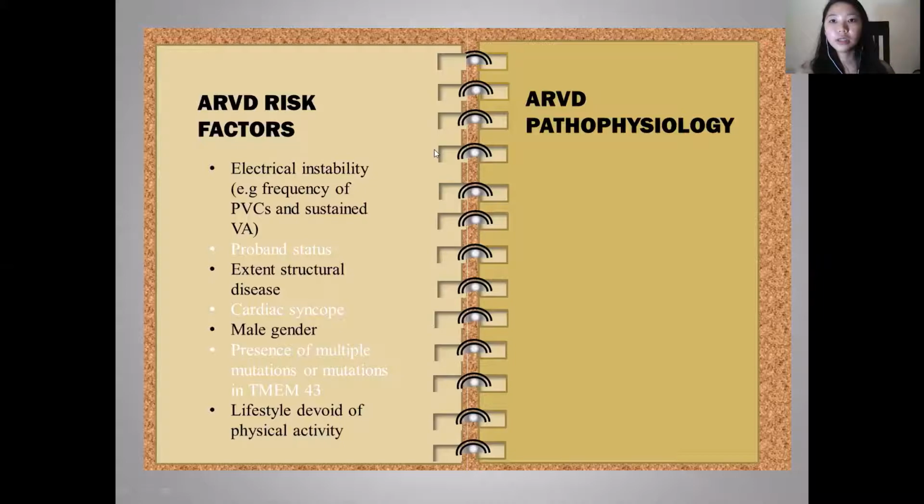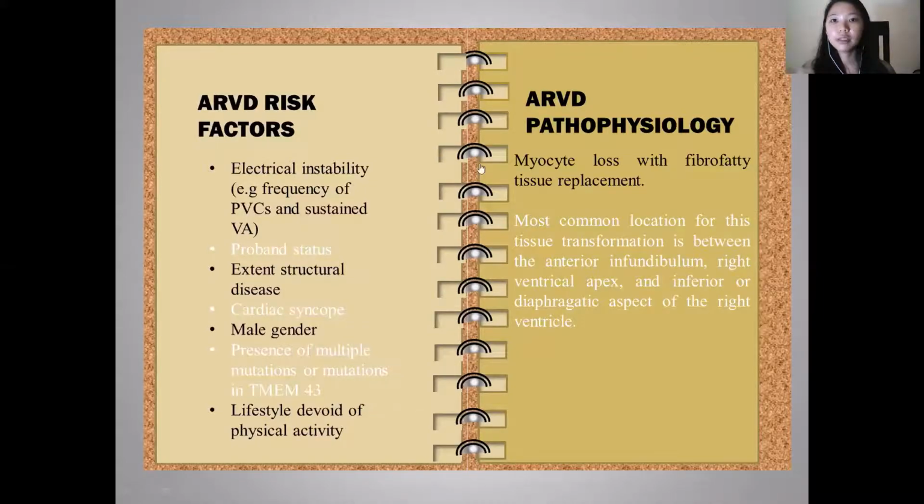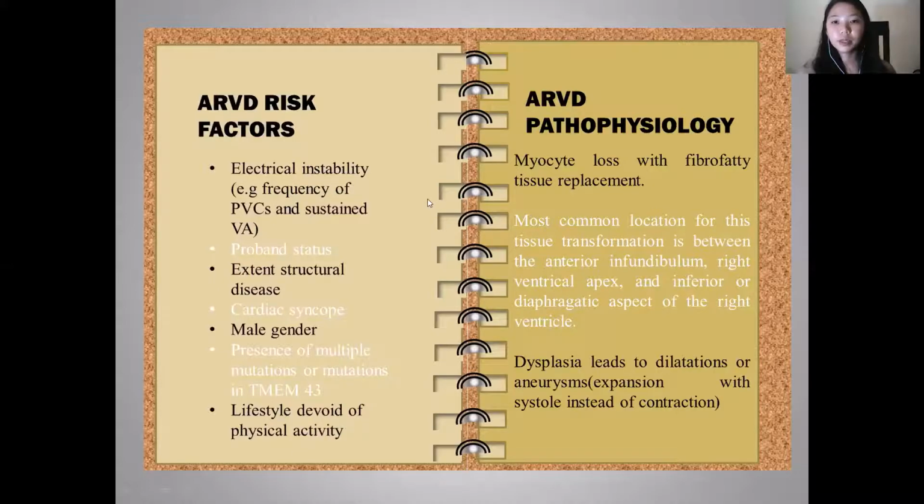ARVD pathophysiology is when there is loss of myocyte, it is replaced with fibrofatty tissue. The most common location for this tissue transformation is between the anterior infundibulum, right ventricle apex, and inferior or diaphragmatic aspect of the right ventricle. Dysplasia leads to dilatations or aneurysm, expansion with systole instead of contraction.